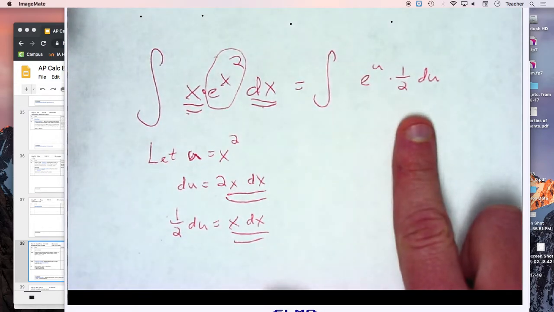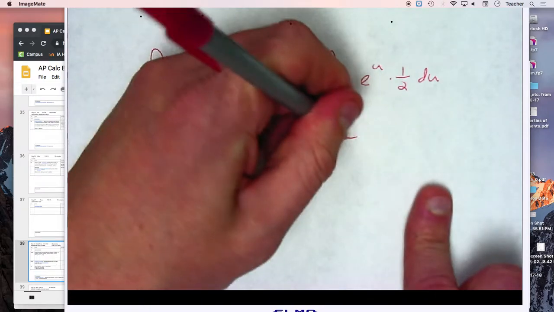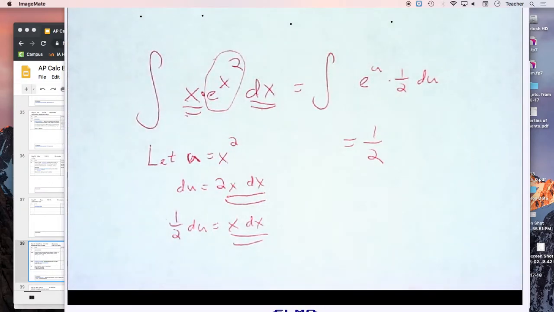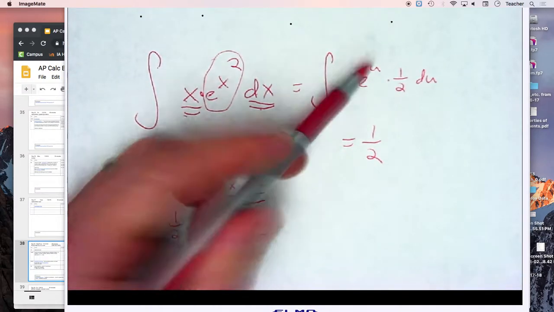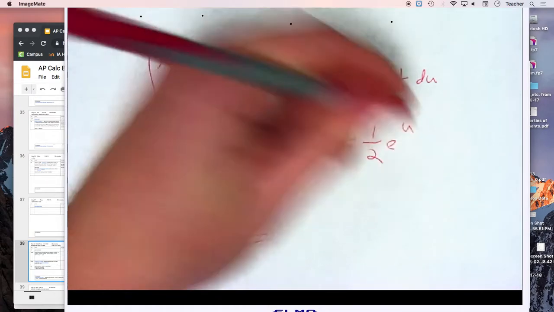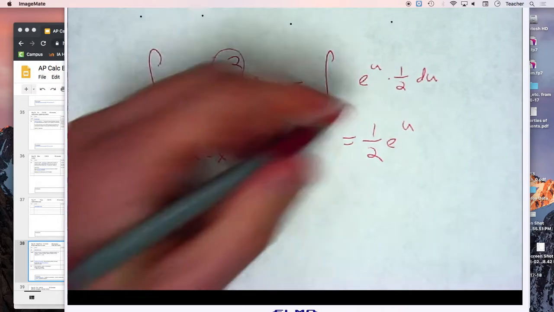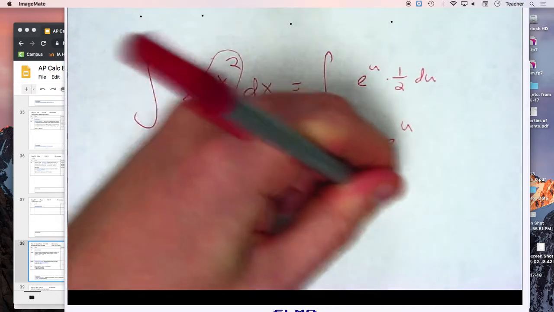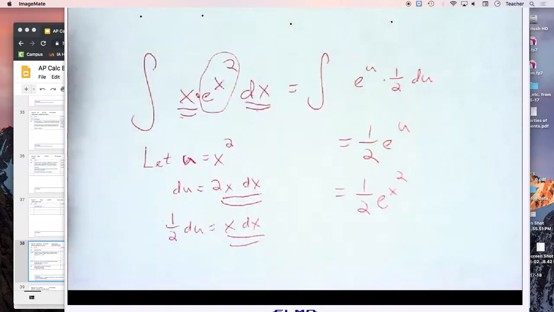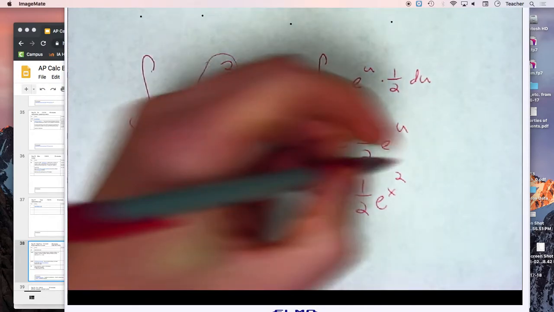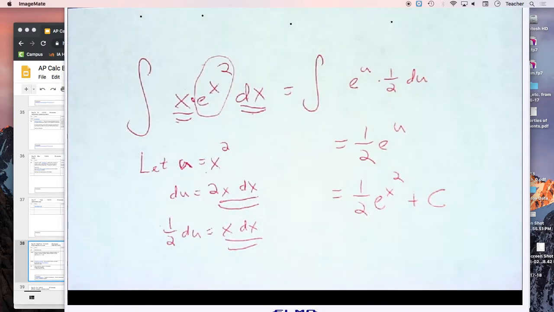The nice thing is this integral is much easier. The 1/2 is just a constant multiple, so that just sits there. What has a derivative of e to the u? Well, that's e to the u. And so I'm basically done, right? The only catch is, of course, I started with x's, so I have to end with x's, and so I'm just going to substitute back in and say, oh, u was x squared, right? And then I won't forget my plus c.